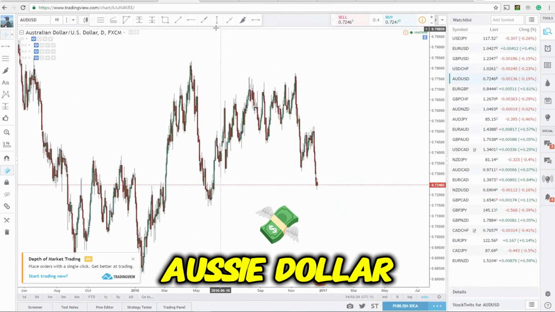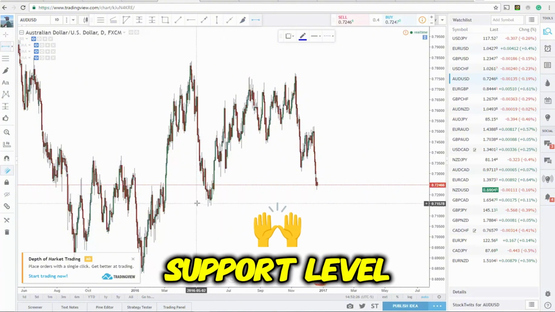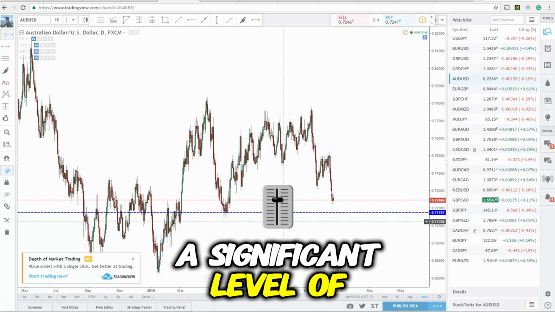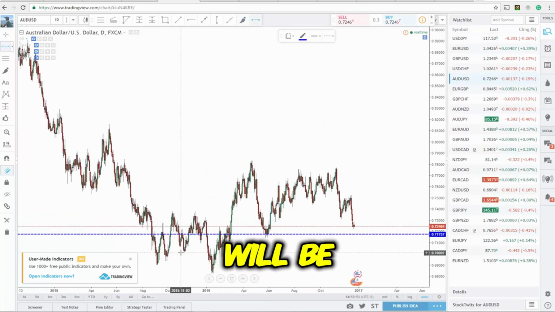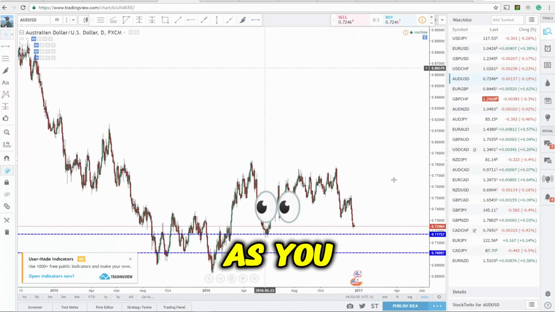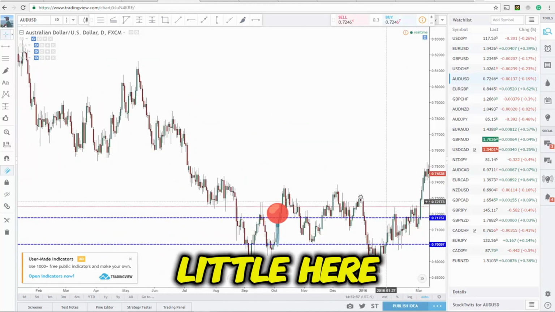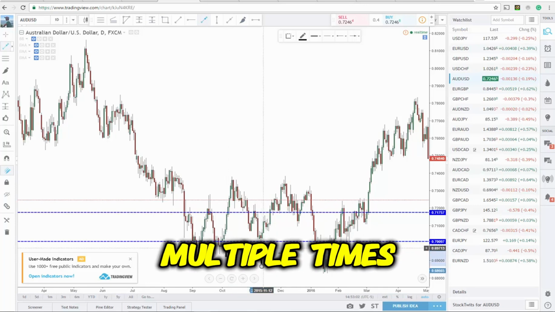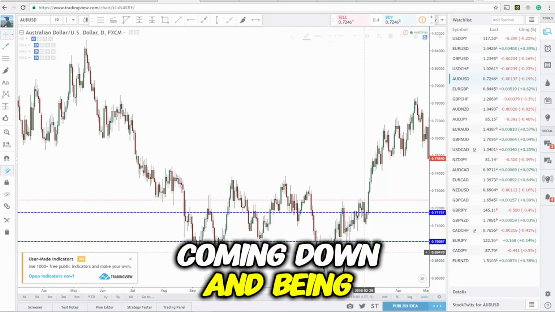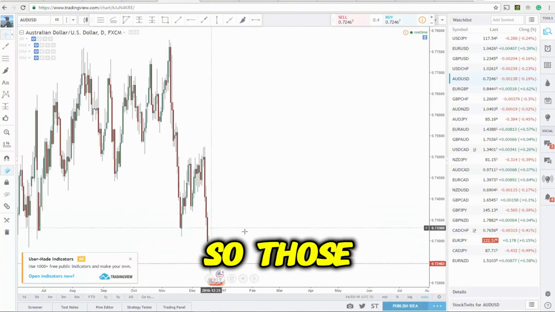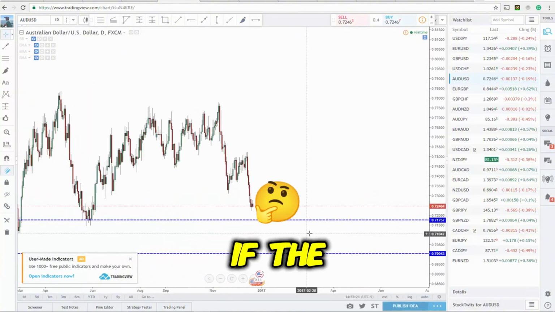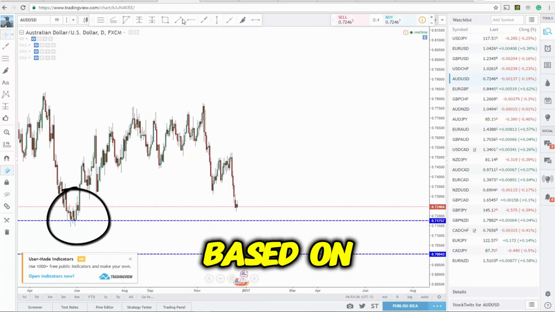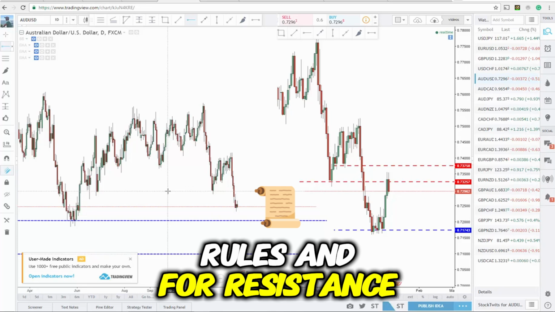Here on the daily chart of the Aussie dollar, I'm going to go ahead and point out my support level. As you can see, one of the lower lows here that I see as a significant level of support. And the next level will be right in here. As you can see, we zoom out a little here. Market found support here multiple times in that area, coming down and being pushed back up from that zone. So those are my two support zones. If the market makes it down to those zones, that's when I'll be looking for long opportunities based on the EAP rules and for resistance.